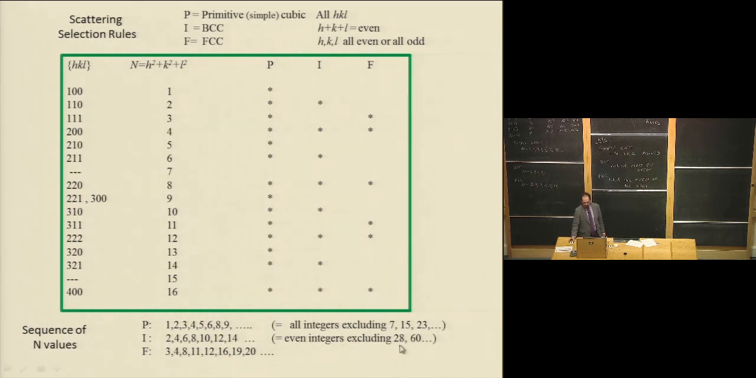All even integers excluding 28, 60, and so forth. Actually, it's not a coincidence that 28 happens to be 4 times 7, and 60 happens to be 4 times 15. You can convince yourself why that's true. And then FCC is 3, 4, 8, 11, 12, and so forth.